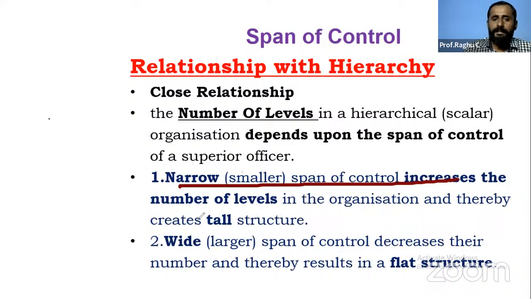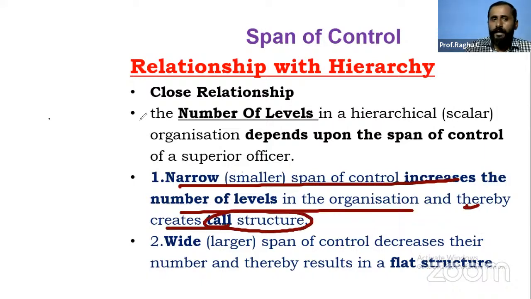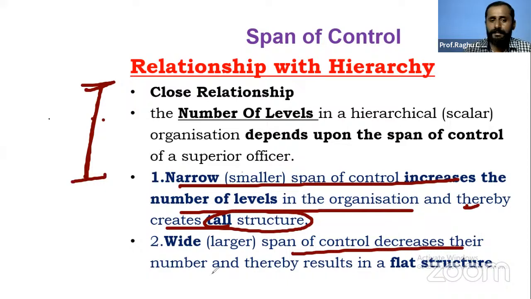Narrow span of control increases the number of levels in the organization, thereby creating a tall structure. If a person is controlling only one or two people, then definitely the levels will be high, so the organization will be taller. Wider or larger span of control decreases the number of levels, thereby resulting in a flat structure. Right? So how many of you got confused? This is one of the concepts where students generally get confused. If you have any doubt here, please let me know.